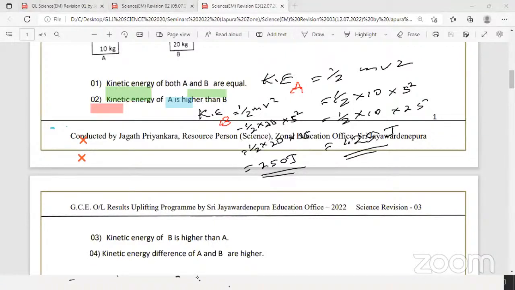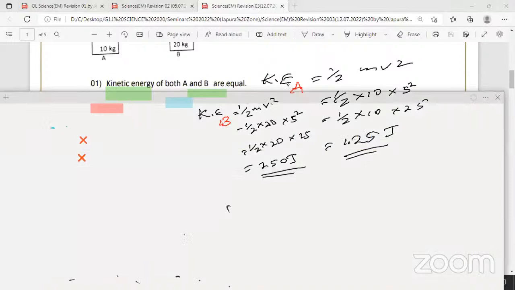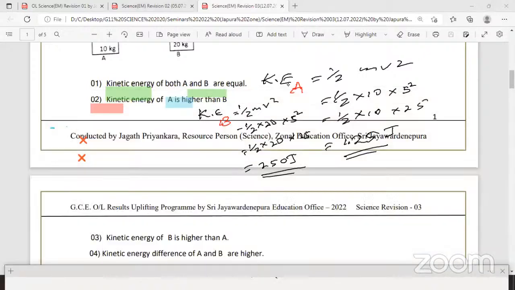So if you have not done it, you can do the calculation. If you can't remember this equation, you can see the kinetic energy of each object I calculated. You get B a higher value than A. The difference is not that high, around 2. This is not 1.25, this is 125, right? Okay. So the most correct one is that the kinetic energy of B is higher than A.